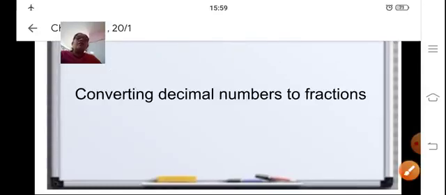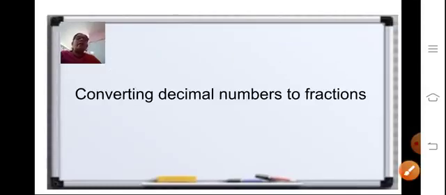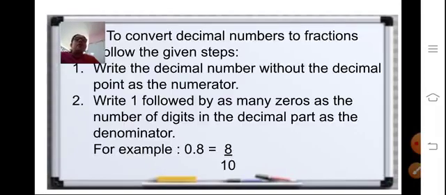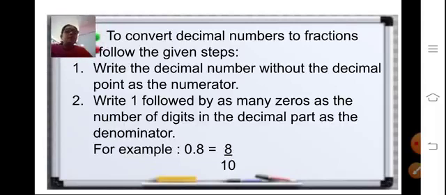Now let us come to the second topic, that is converting decimal numbers to fractions. So to convert decimal numbers to fractions, follow the given steps, that is write the decimal number without the decimal point as the numerator and then write 1 followed by as many zeros as the number of digits in the decimal part as the denominator.